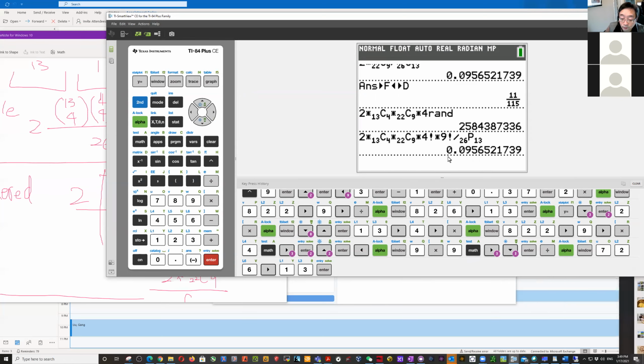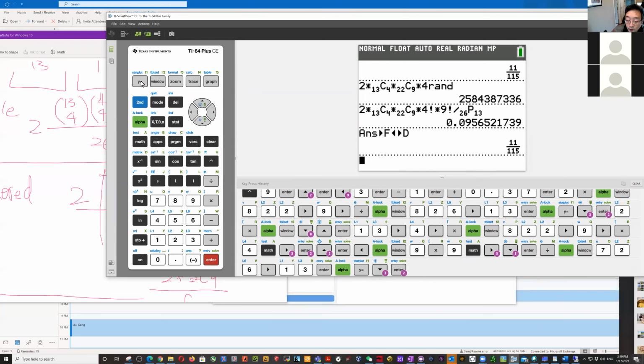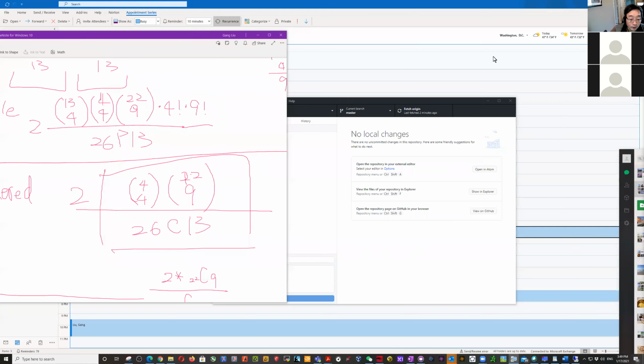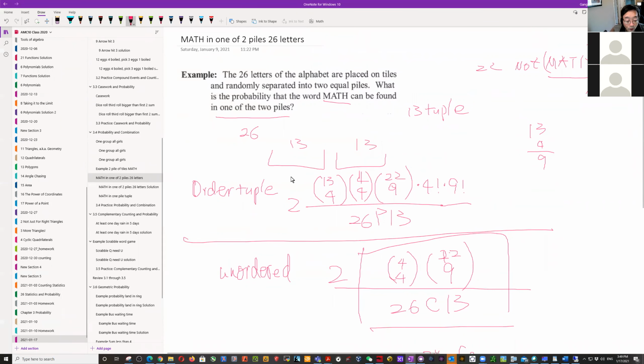So basically, we actually also get the permute calculation right. So we can still do this trick to convert this decimal into a fraction, and it's 11 over 115. So here, it's an ordered tuple, an unordered set. Then finally, let's just do the probability.